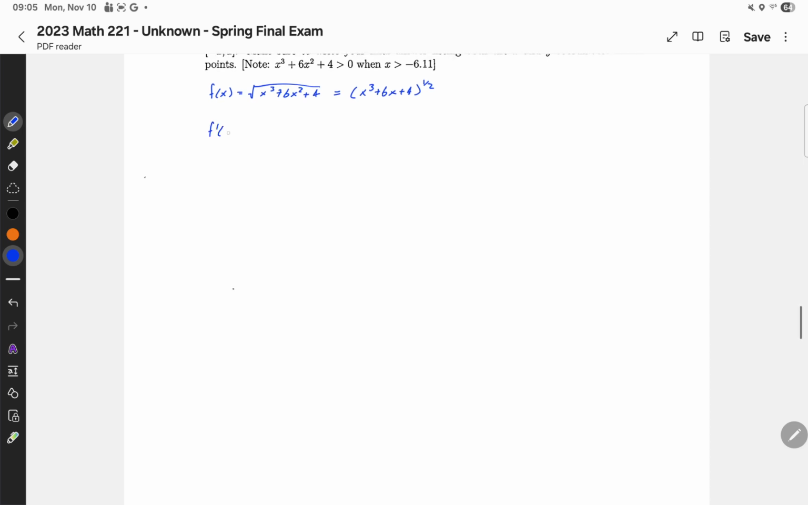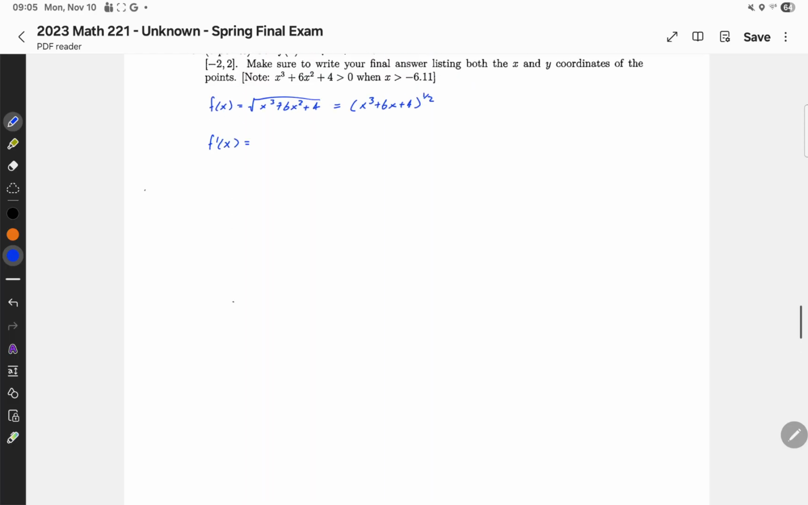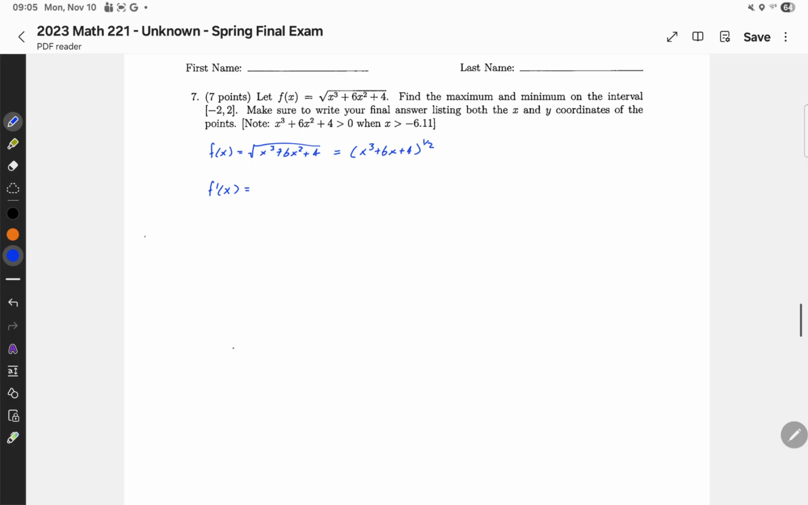So f prime of x is going to be equal to, I think we're going to need a little bit of space, so I'm not going to write the full chain rule. You could absolutely do this on scratch paper, but this is going to be bring the 1/2 power down, x cubed plus 6x squared, sorry, I lost a squared here, plus 4 to the minus 1/2, right, because we're subtracting. And then we're going to multiply by the derivative of the inside. That's going to be 3x squared plus 12x, just like that. And sorry, that 12's kind of ugly.